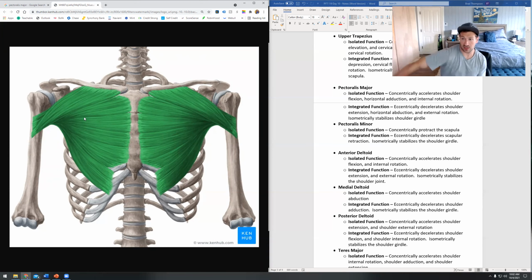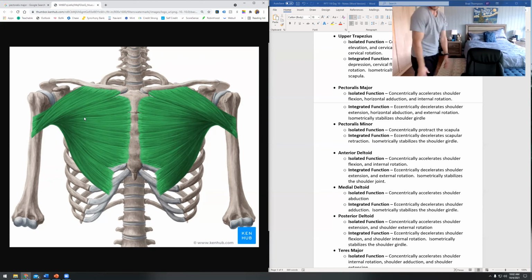it does internal rotation. It does not do a ton of protraction, because it's not attached to the scapula, so it's not designed to move the scapula around. It does internal rotation, which results in protraction. I can't do one without the other, which is because of the pec minor, we'll see in a second. But it does the internal rotation, the horizontal adduction, and just a little bit of flexion.